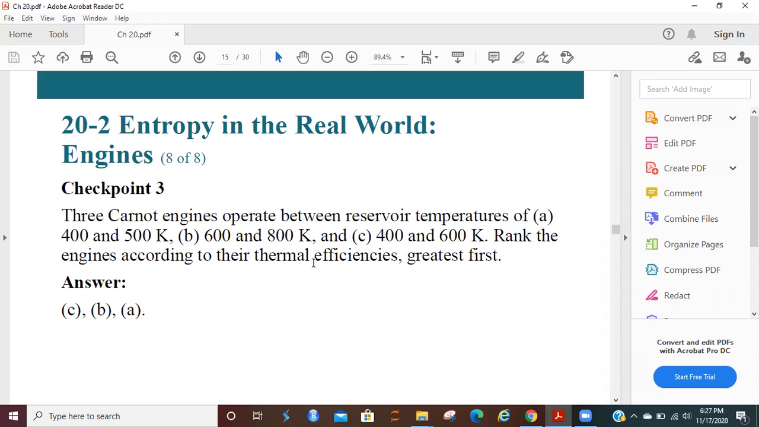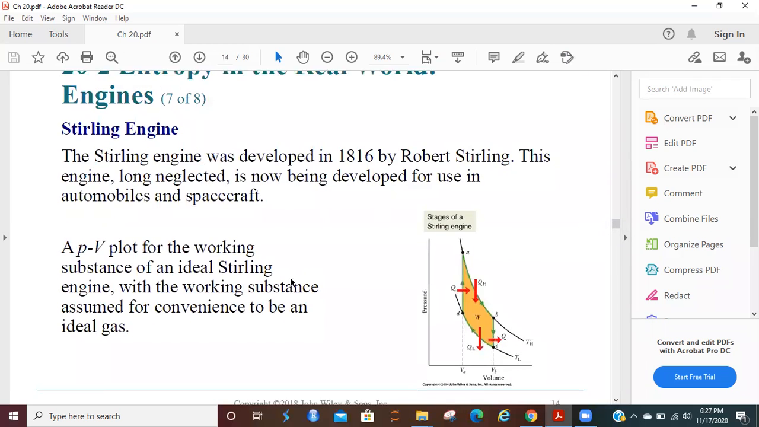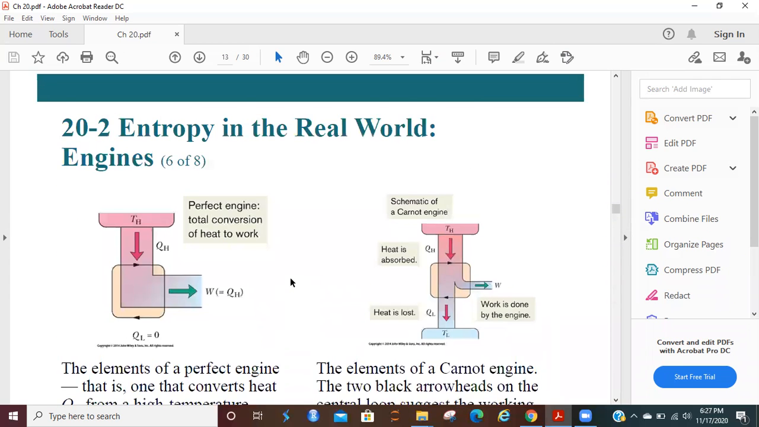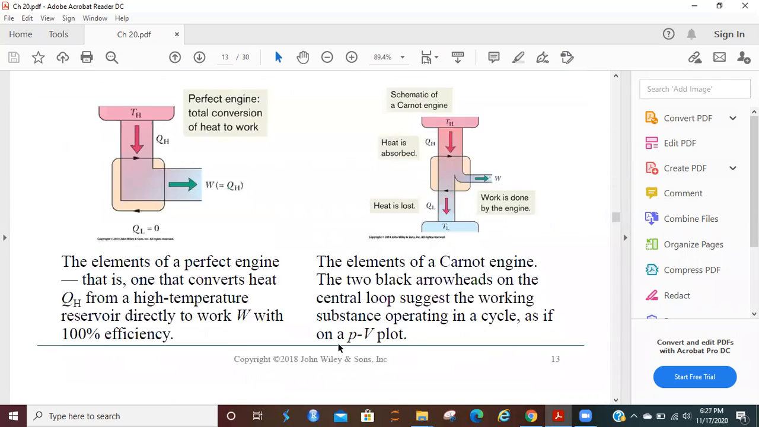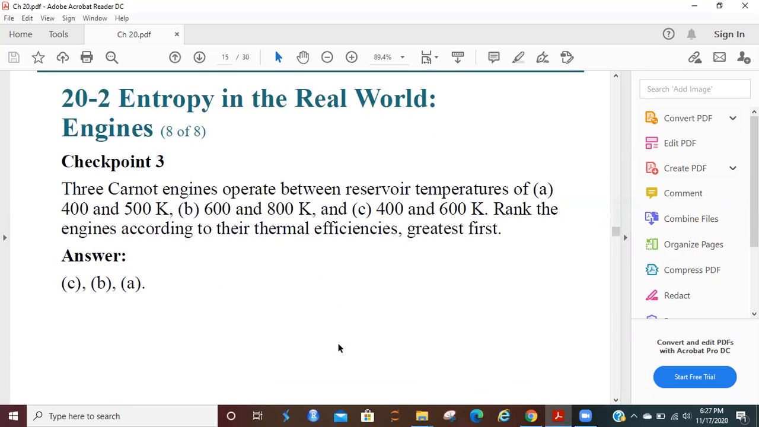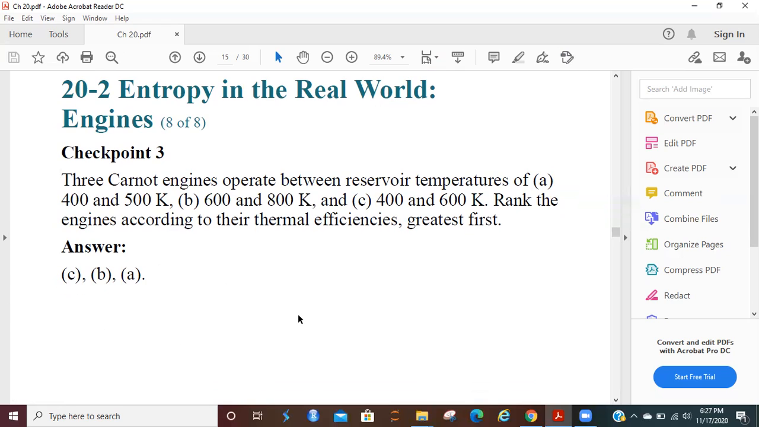Okay, so you've got 3 Carnot engines that operate between reservoir temperatures of 400 and 600, 500 and 800, and 400 and 600. To rank the engines according to their thermal efficiencies, greatest first. So in other words, you've got the lower temperature here and you've got the higher temperature here. If you go back and use this particular formula, you can calculate the efficiencies. And when you do that, you can get the answers in that order.